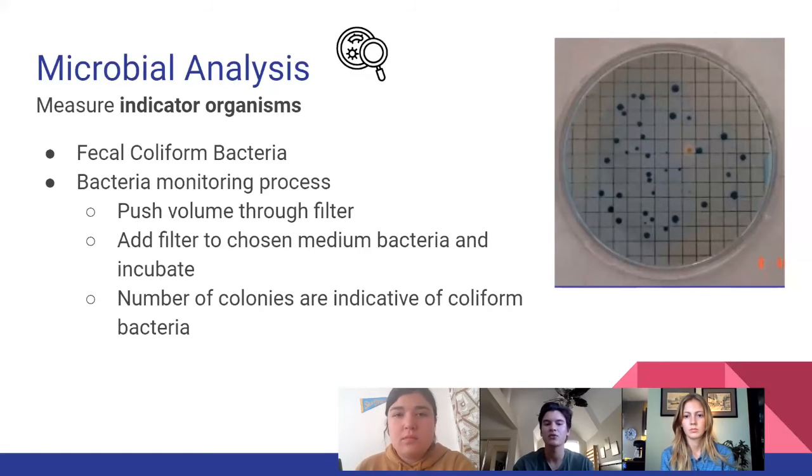To find the coliform numbers, we run a volume of the wastewater through a filter and add that to a petri dish that has a food for the bacteria. And after several days, we are able to count the number of bacteria colonies in order to understand where the levels of coliform are at.